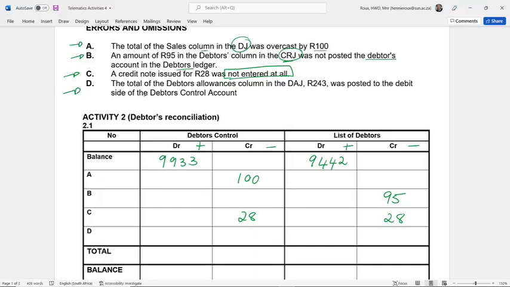And the last one, the total of the debtors allowance column, again a total of a column in the DAJ was posted to the debit side of the debtors control account. So the problem is here in the control account. In the DAJ, we know that debtors return goods. So we are supposed to credit the debtors control account. But we've debited.